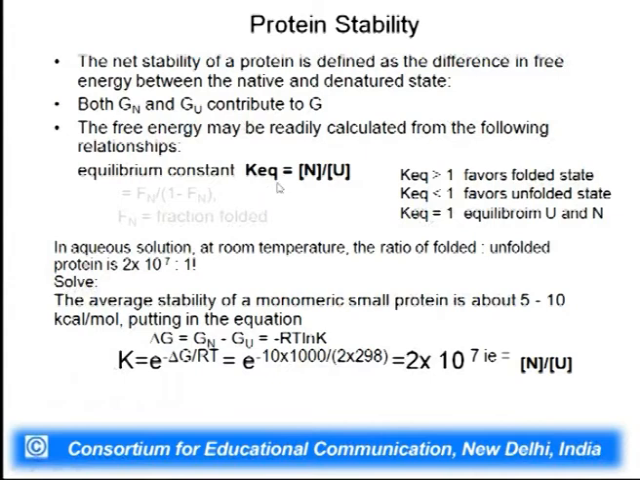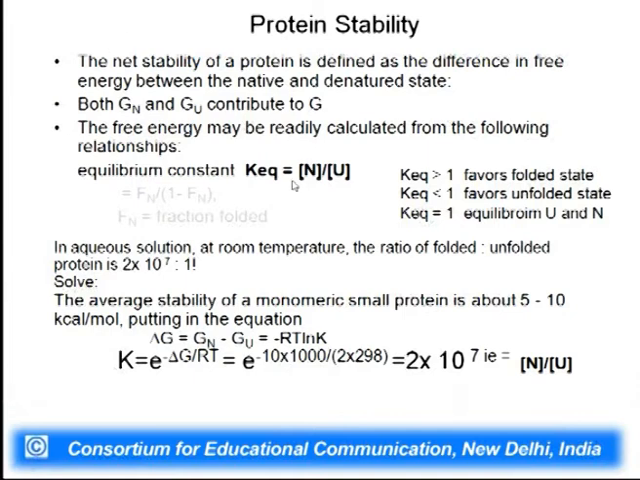There are a few things we can understand with the K equilibrium. What are the values of K equilibrium which will favor a folded state and which will favor an unfolded state? So, you have K equilibrium greater than 1, which will favor the folded state. If it is lesser than 1, it is going to favor the unfolded state. And if you have K equilibrium equal to 1, that means in the solution both the unfolded and the native state are present in equal numbers.